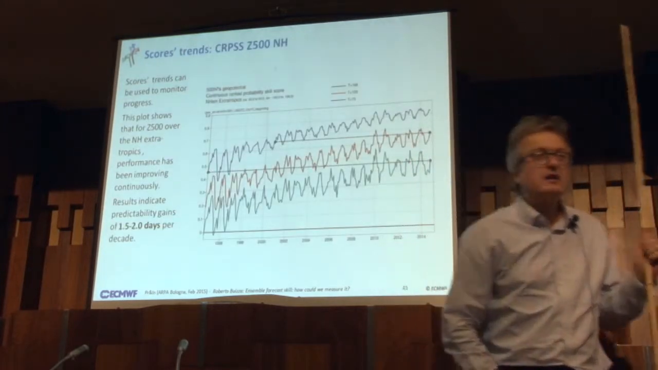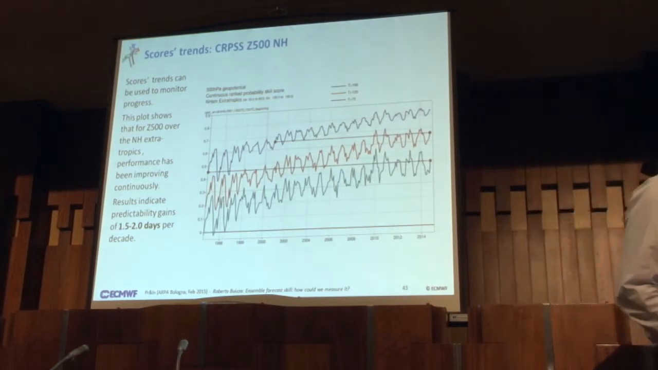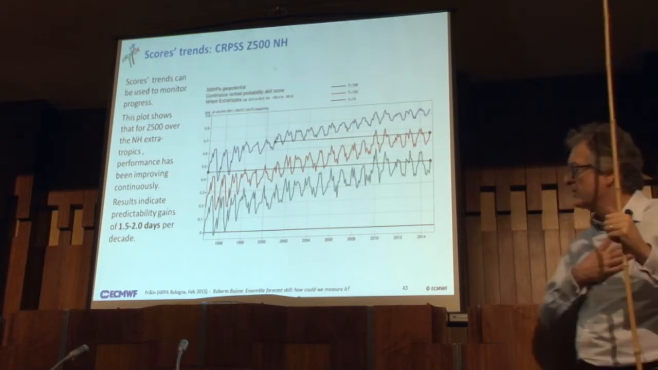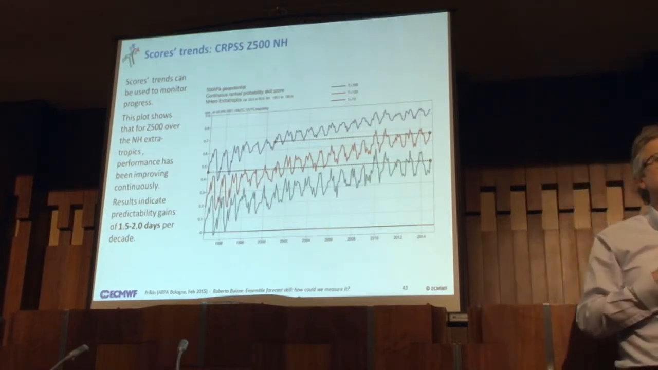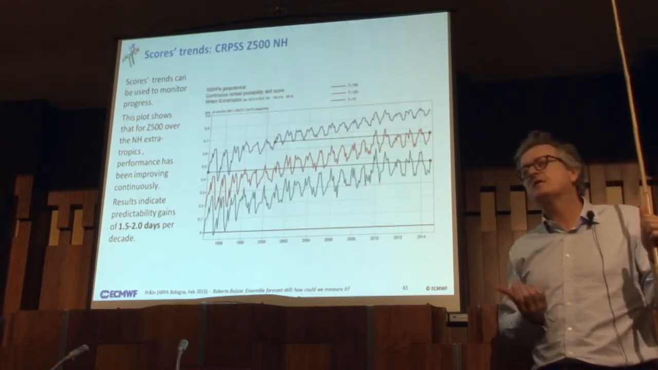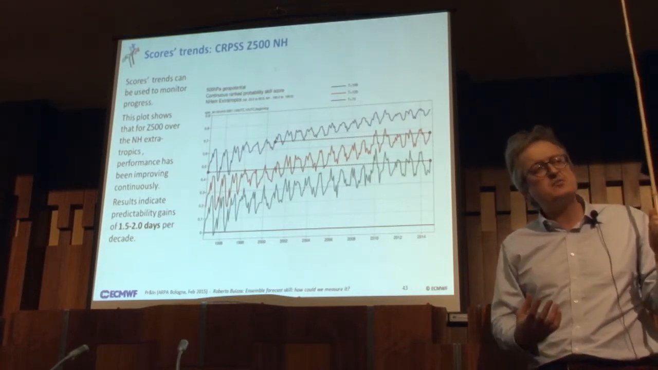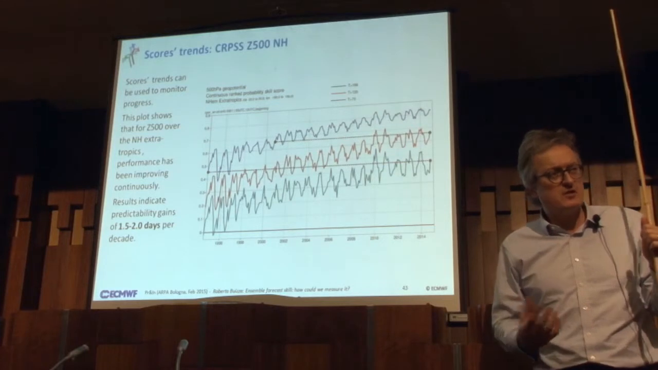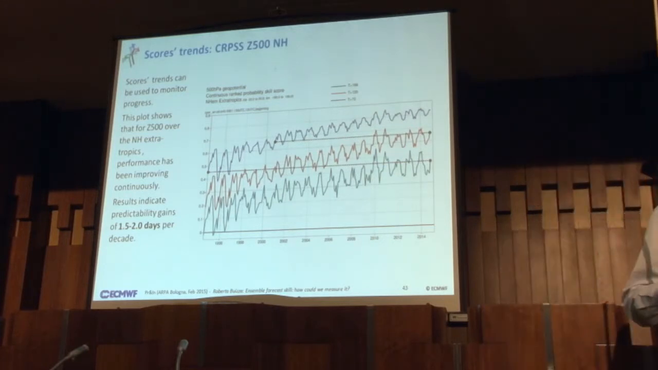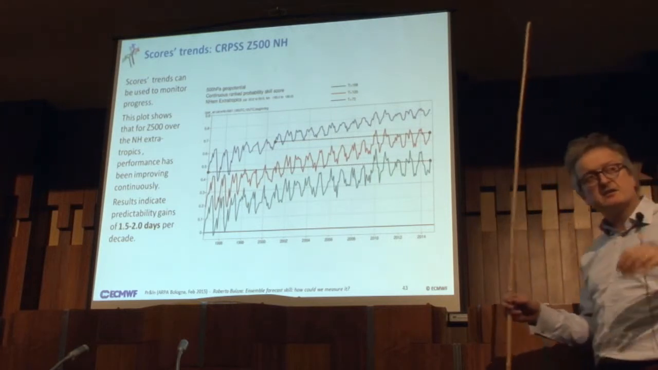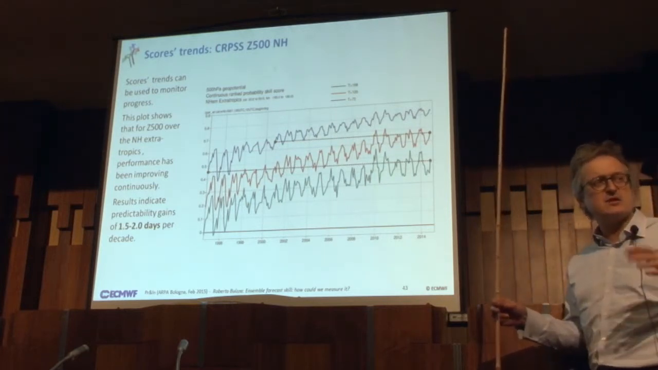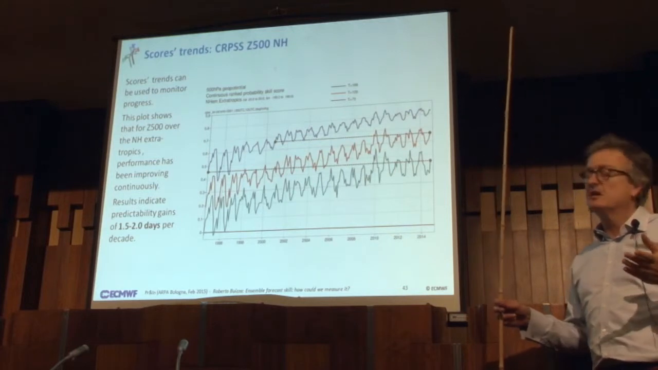And finally, scores evolution. Scores evolution plots like this are useful to keep track of how your system behaves and whether the changes you implement are useful or not. As I said, ensemble has to be verified looking at a lot of cases, so you usually look at the season or at least the monthly averages.